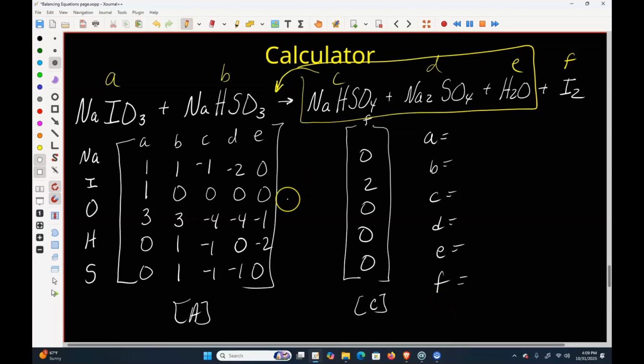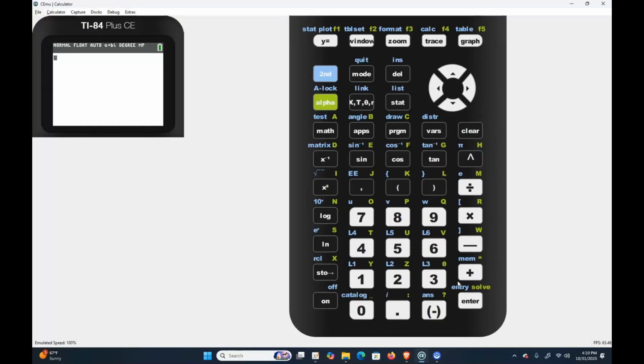To solve for the variables A through E, I'm going to say the reciprocal of A times matrix C times the determinant of A. And that will give you my answer. Let's go to my calculator and plug it in. Here we go. I'm going to enter my A first, so second matrix, edit A, and this is going to be a 5 by 5.